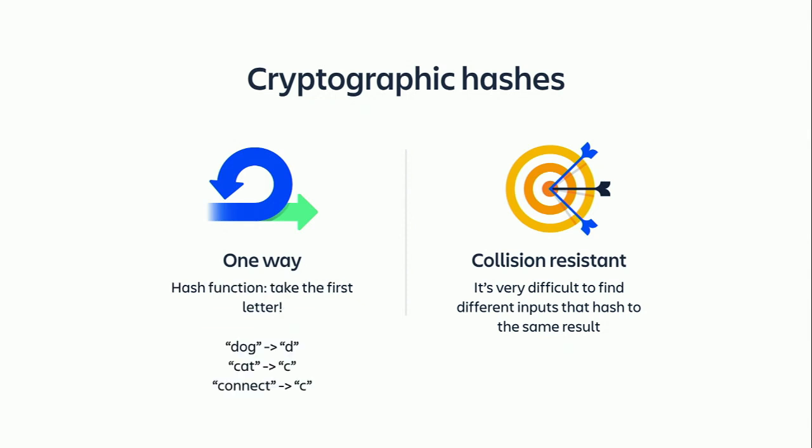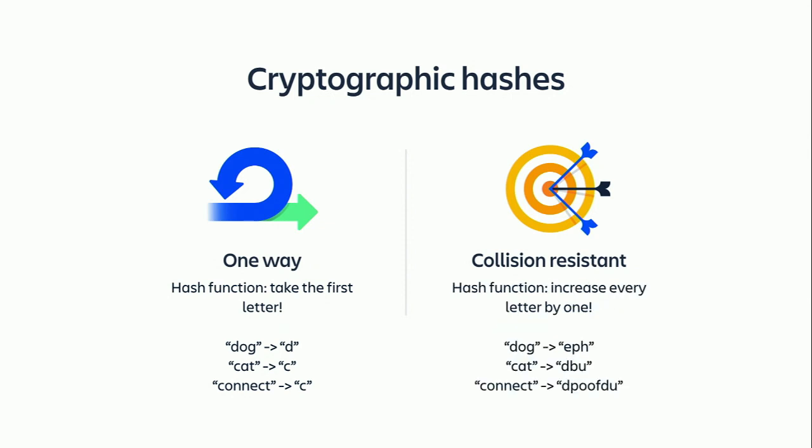Impossible, really. For example, my hash could be to take the first letter of every word. Dog becomes D, cat becomes C, and connect also becomes C. As you can see, I cannot figure out what generates C. It could be carrot for all I know. But it's not a very good hash function because it's not collision resistant. I can easily find another word that also hashes to C, such as carrot.